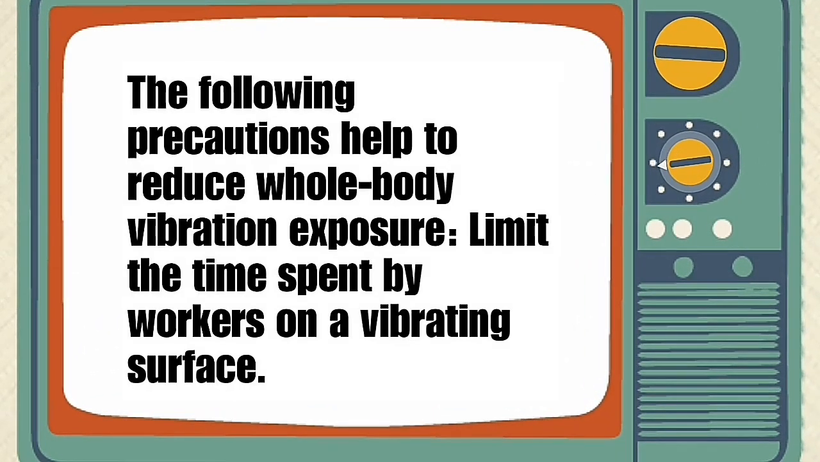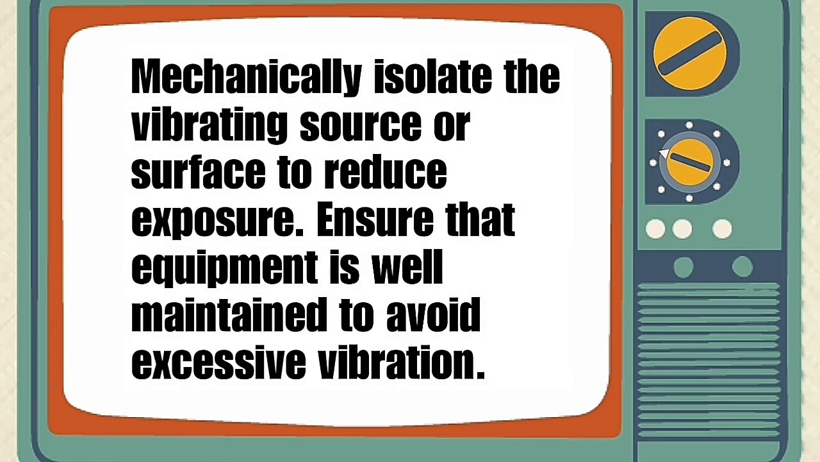The following precautions help to reduce whole body vibration exposure: limit the time spent by workers on a vibrating surface. Mechanically isolate the vibrating source or surface to reduce exposure. Ensure that the equipment is well maintained to avoid excessive vibration.